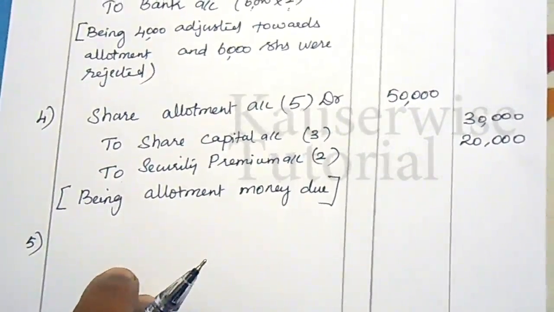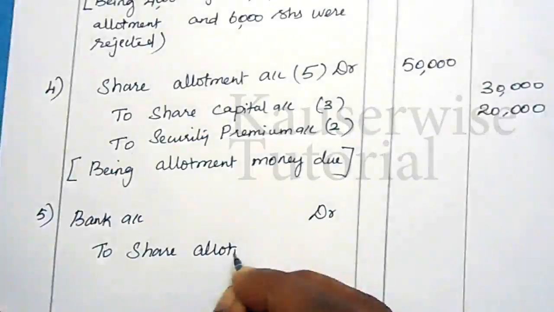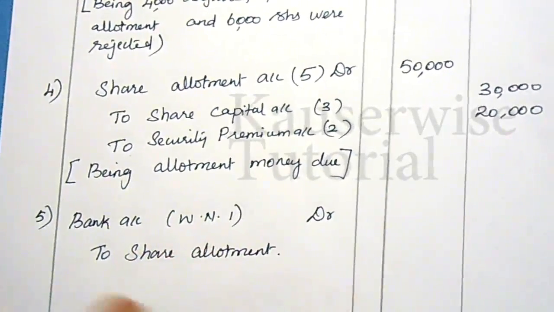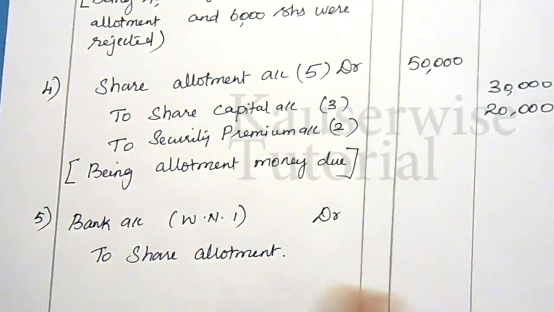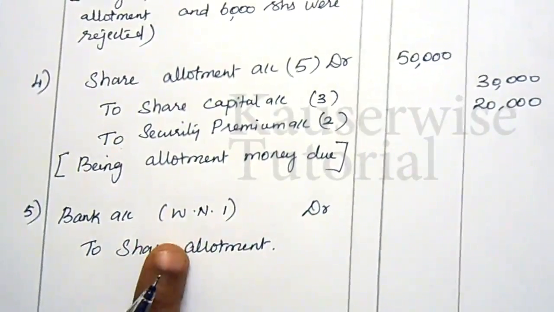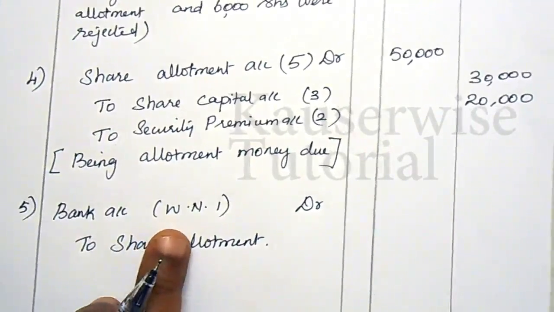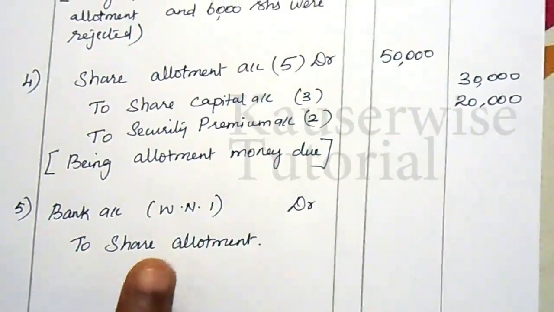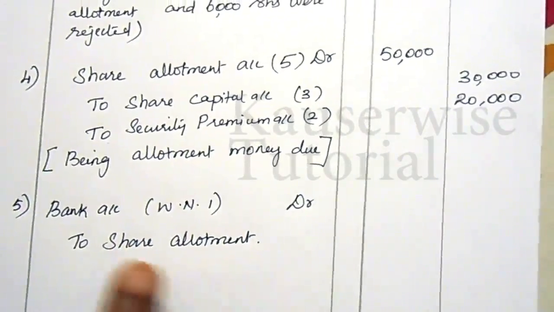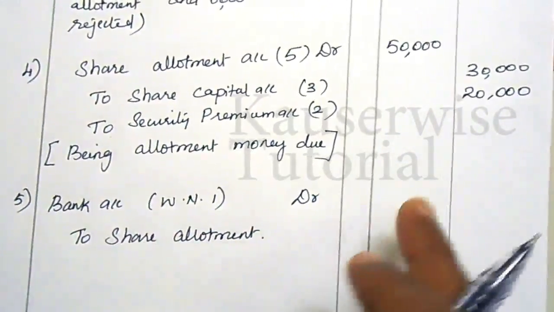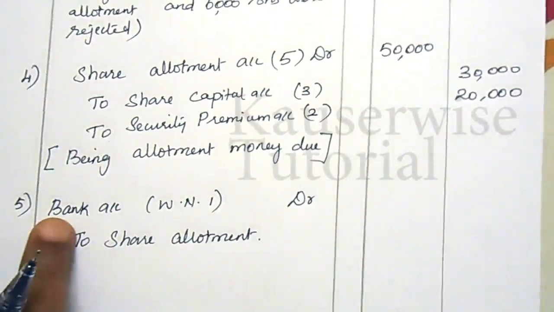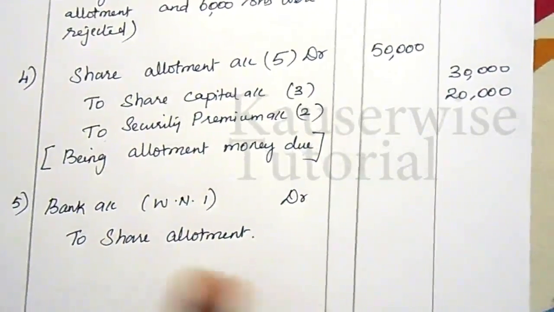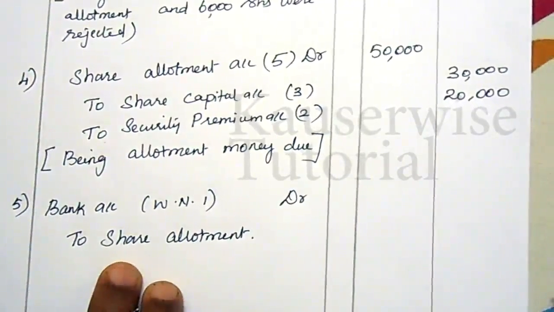The next entry is allotment money received. Entry for the transaction is bank account debit to share allotment. Before you write the amount, you have to show the working notes because this is pro-rata allotment. That extra amount which you have received along with the application will be adjusted towards allotment. So now we have to show the complete working note separately. After preparing the working note, only then can you enter the value. So how much amount are you supposed to receive from the shareholder for allotment money due? Now let us see the working note.